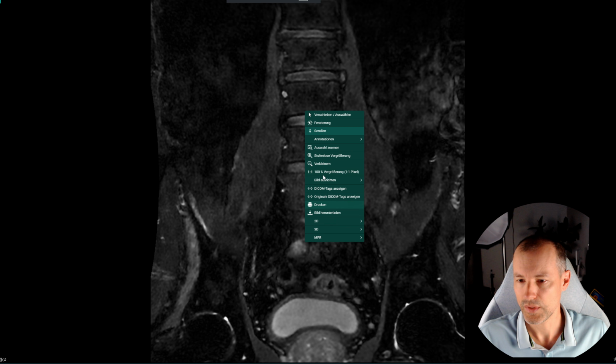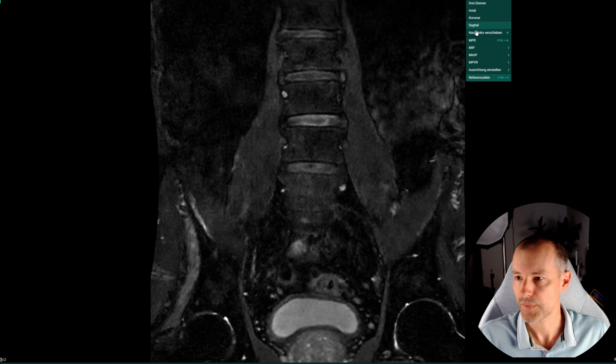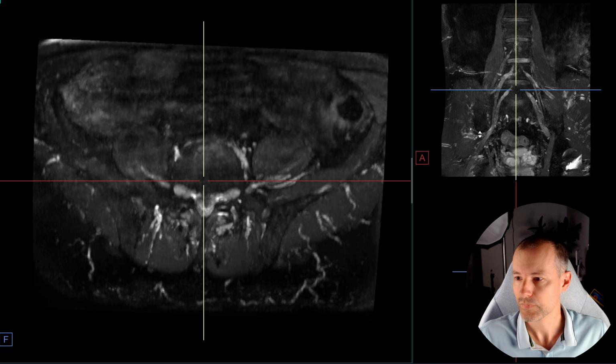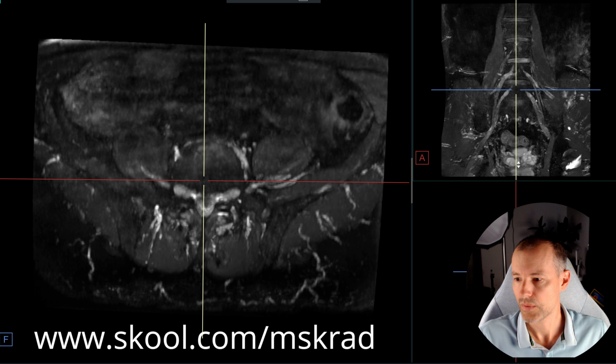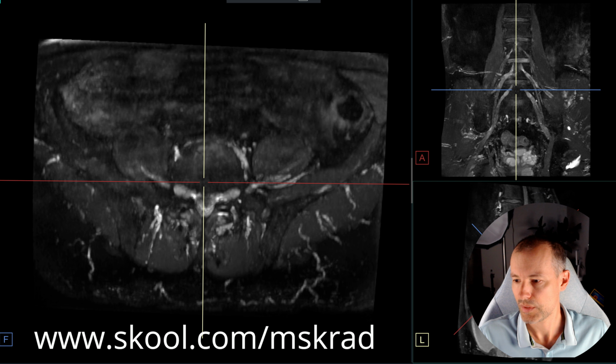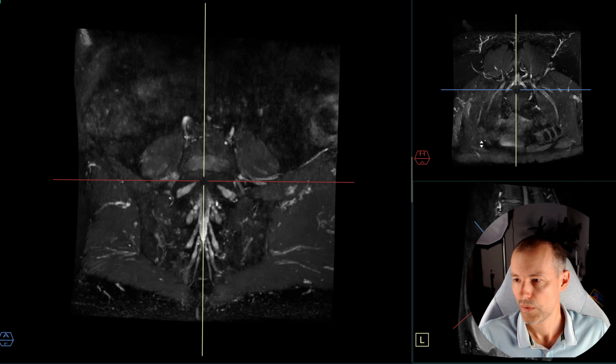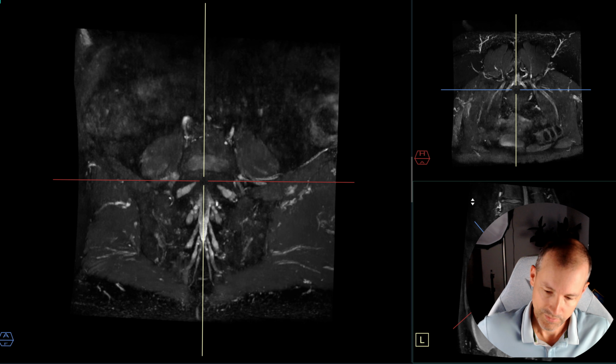So let me go back to the MPR. We can make it 15 millimeters. Let's see what we can see. So let's pull this back like this, and we can also make it a little bit like this.